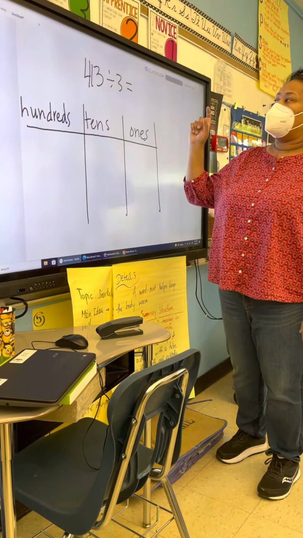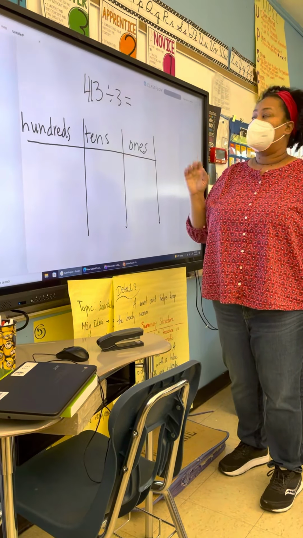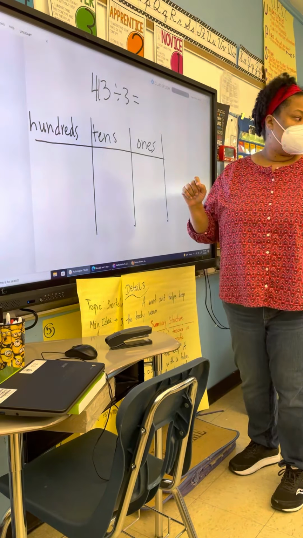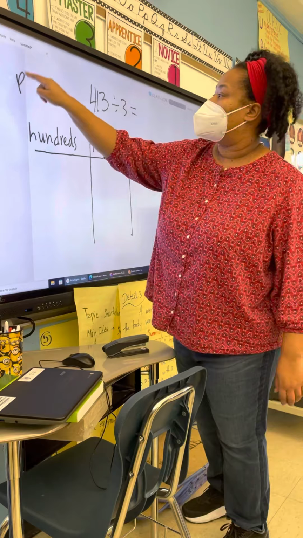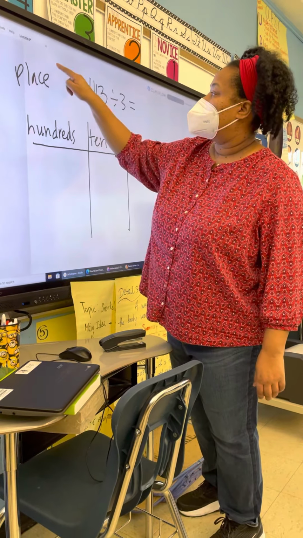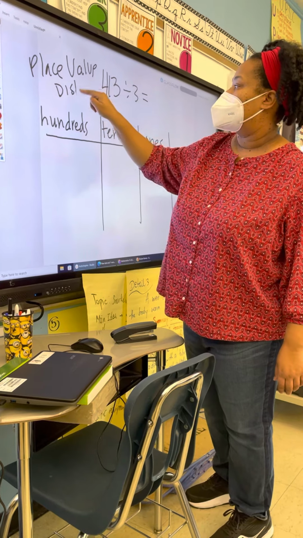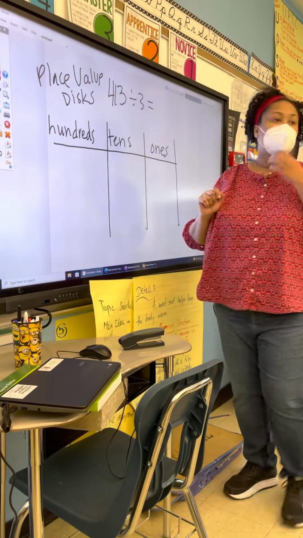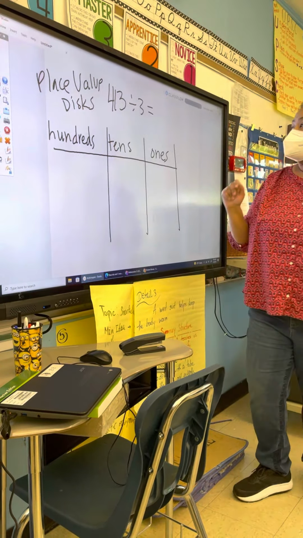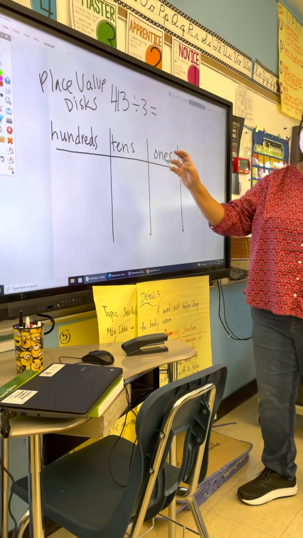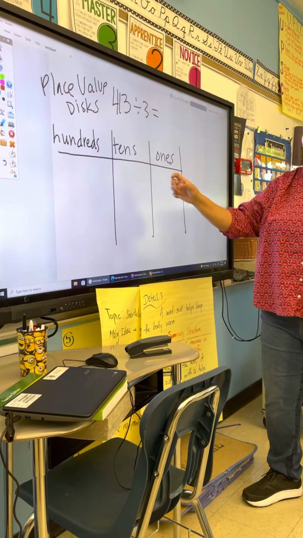Okay, so I'm going to multiply 413 by 3 using the place value discs method. This is place value discs. Okay, so I'm going to take 413, put it on my place value chart, but I'm not going to put it in numbers. I'm going to use discs.